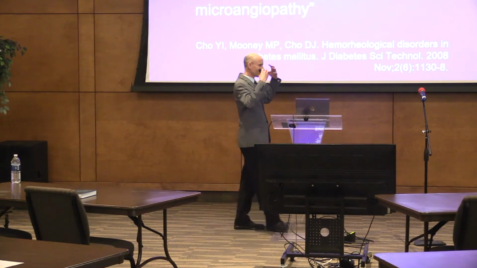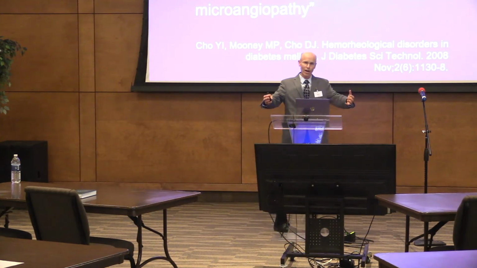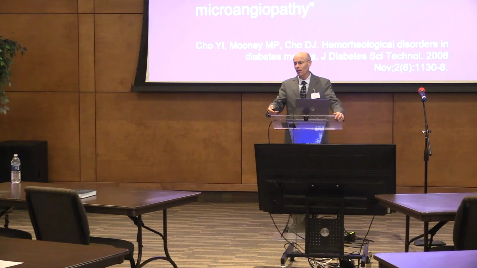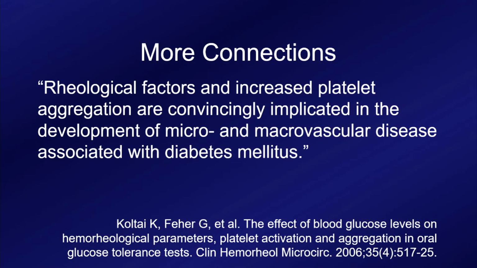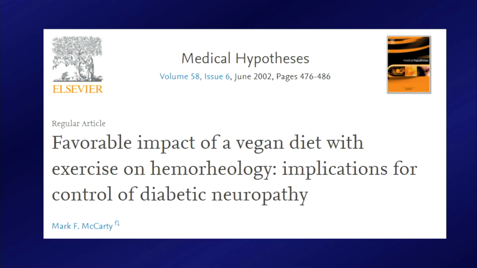So if we can get this idea that if we can improve circulatory health, and we kind of cast this vision of people, and we make it understandable, and we'll try to do that in this series of presentations. So here's another quote. If this isn't coming together for you, I'm sure it is, because I see you tracking along. Rheological factors and increased platelet aggregation are convincingly implicated in the development of micro and macrovascular disease associated with diabetes. So if you really want to impact diabetes and its complications, you have to affect circulation.